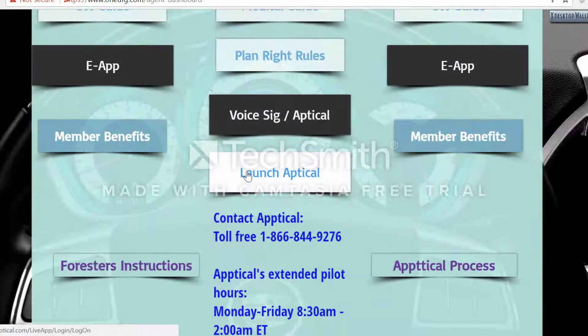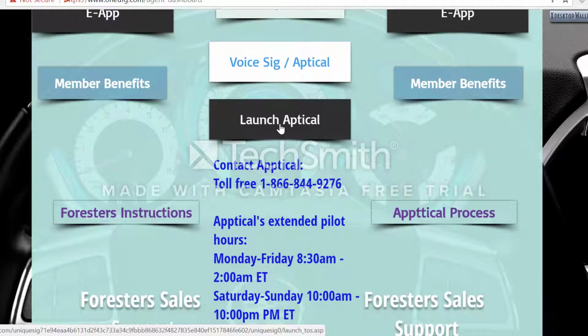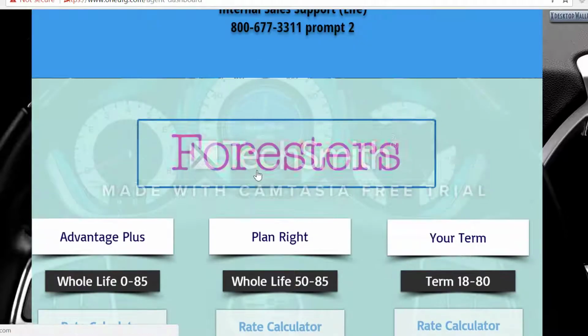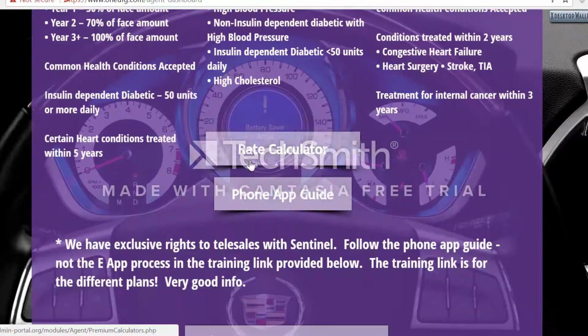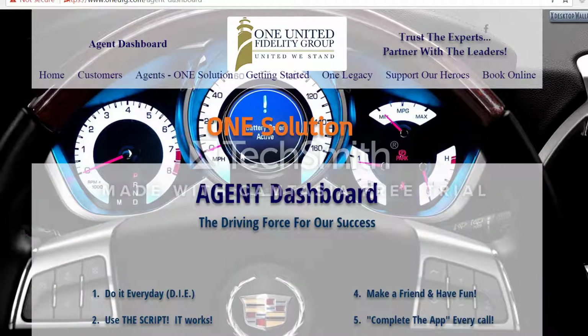With this one, we would do an e-application, and then once we're done with the e-application, we would do the voice signature and call that in and take care of it. But follow your company specific video on what to do next. That's the rate calculator, folks. We want to make sure that you understood how to use it and make sure that you were comfortable with it. If you've got any questions, let us know. Thank you very much.